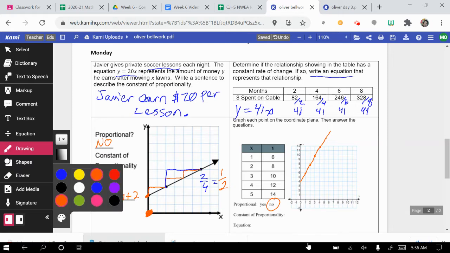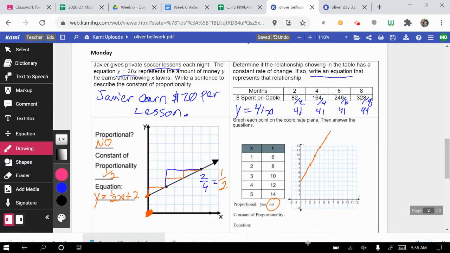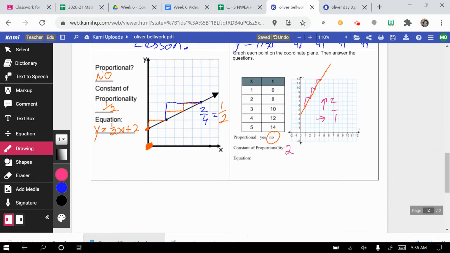But what is our constant of proportionality? How is it consistently going up and over, up and over, up and over? It consistently goes up 2 and runs 1. If I made that into a fraction, we get 2. And then, of course, the equation would start as y equals 2x. But where does it cross the y-axis? That's our plus 4. Okay, so that's your bell work for this morning.